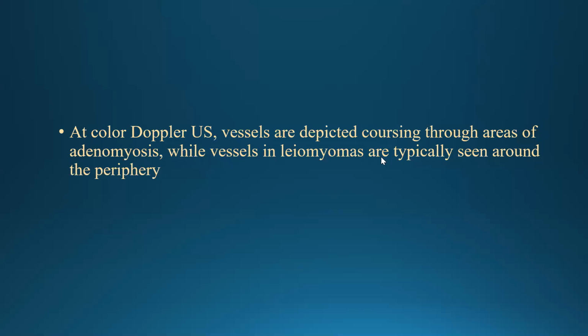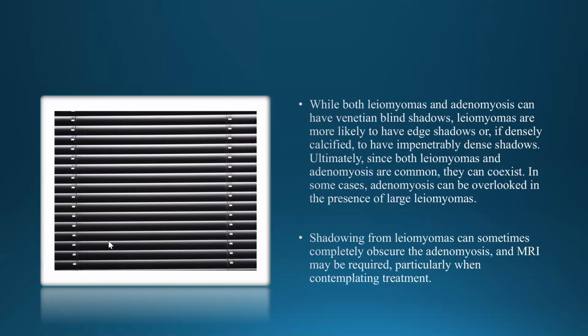That's a very important point to understand, the difference between the vascularity of the myoma and the vascularity of the adenomyosis. This is the shutter windows, as I told you. When you hear about the Venetian shutter window border or the blinds, this is the appearance in the adenomyosis.